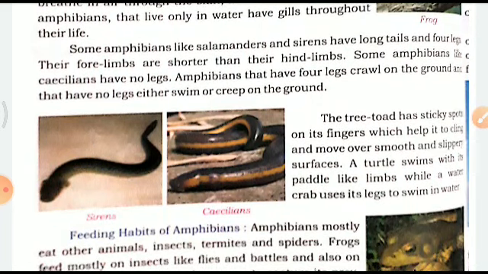The tree toad has sticky spots on its fingers which help it to climb and move over smooth, slippery surfaces. A turtle swims with paddle-like limbs while a water crab uses its legs to swim in water.